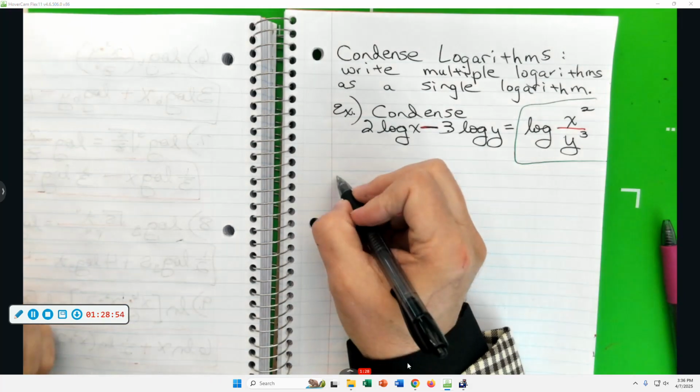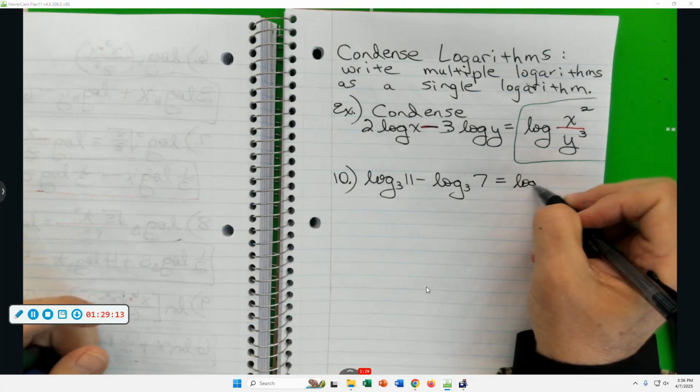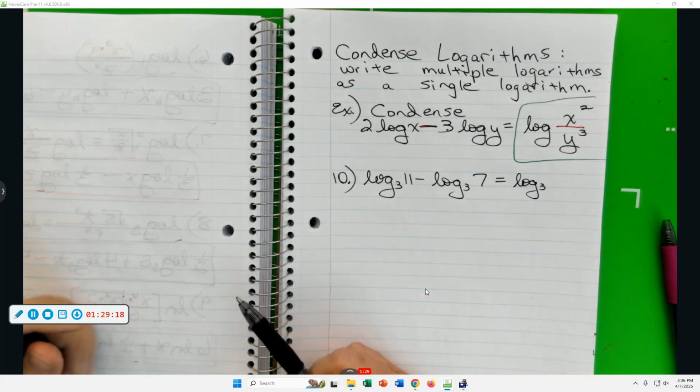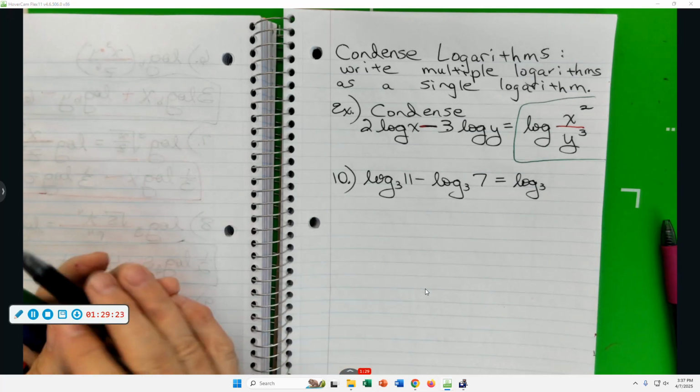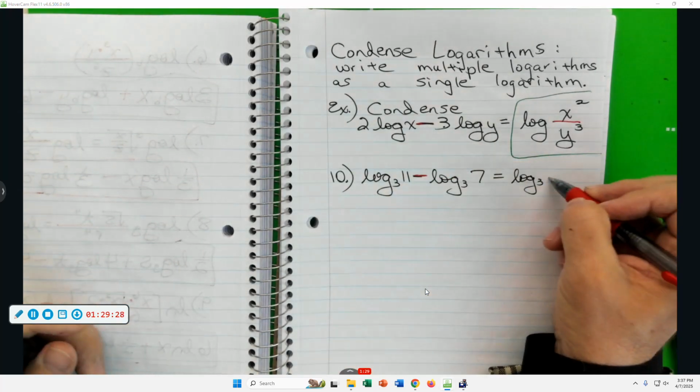Number 10. Log base 3 of 11 minus log base 3 of 7. Someone that didn't know any better would say, well, it's surely log base 3 of 4. No, it does not. I write my log base 3. We're condensing. We want to take those two logarithms and write them as a single logarithm. Do I need a fraction bar? Yes, because that minus says I'm going to need a fraction bar.